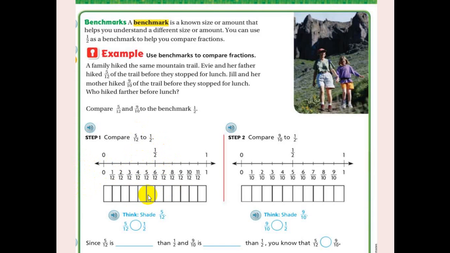5/12 is less than 6/12, or half. Half is the simplest form of 6/12. Step 2, compare 9/10 to half. Half is the midpoint on the number line, and we divide the number line into 10 equal parts for this denominator. Where is the midpoint? 5/10 is half. 5/10 is the midpoint, and 9/10 is more than half.